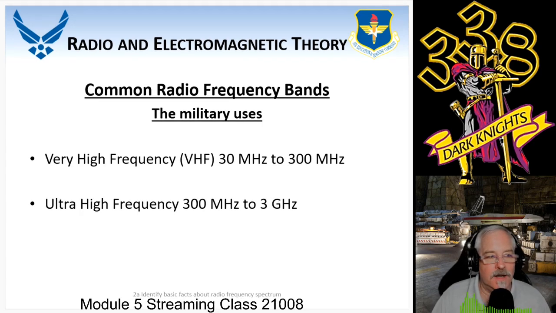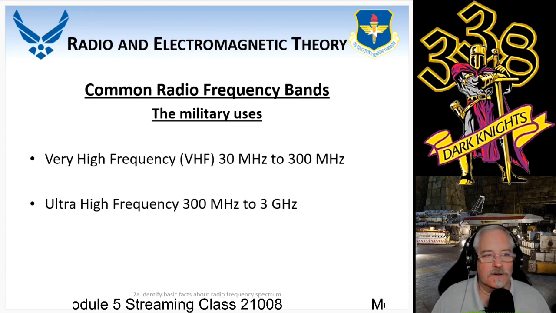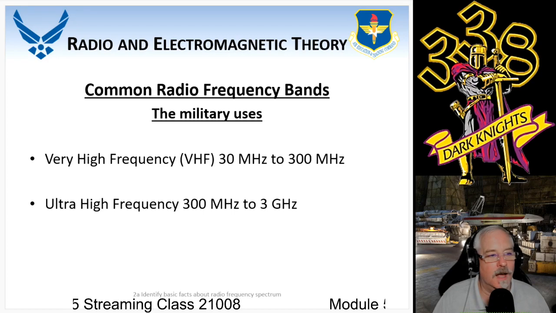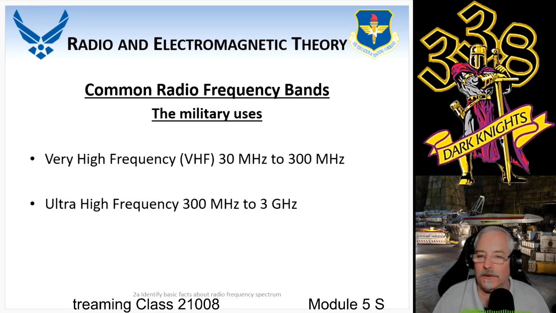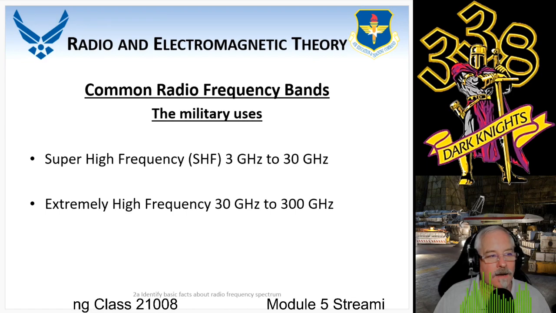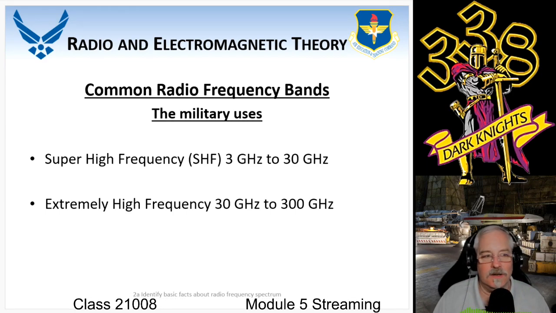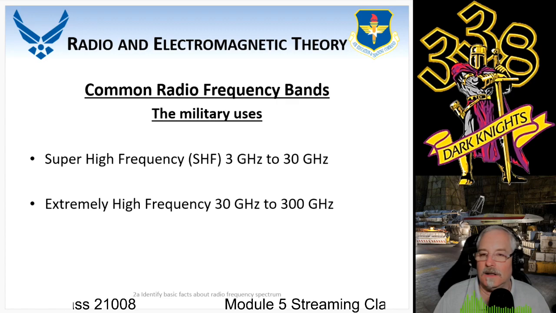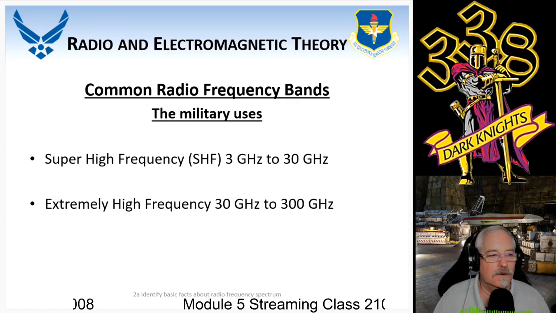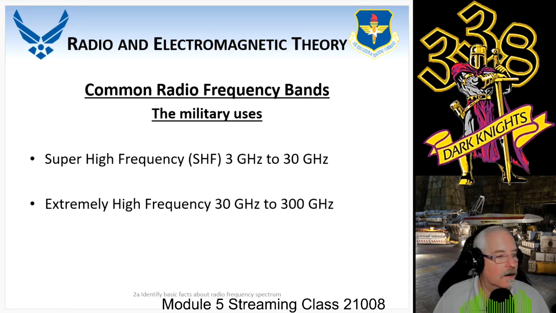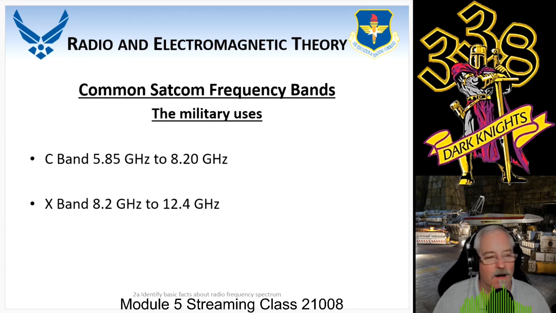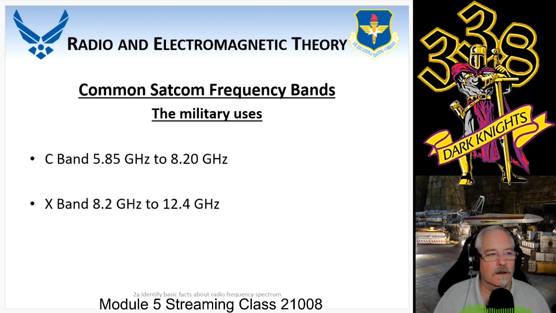We also have VHF, very high frequency. It starts from 30 megahertz and goes to 300 megahertz. We have ultra high frequency from 300 megahertz to 3 gigahertz. And you have super high frequency, SHF, which is 3 gig to 30 gig, and extremely high frequency from 30 gig to 300 gigahertz. Now, you'll notice that when we get into the Satcom bands, it's a little bit different.